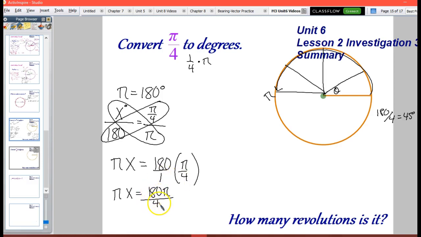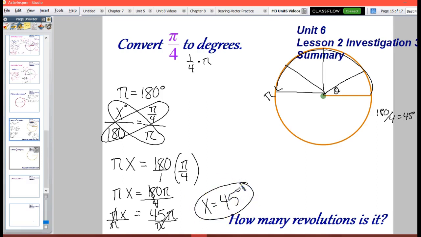Well, 180 divided by 4 actually reduces. Sometimes you'll be left with a fraction that doesn't reduce. But 180 divided by 4 leaves you with 45. So this reduces to 45 pi equals pi x. You have a pi on both sides, so it's kind of weird to divide by pi, but pi is just a number, like 3.14, so those would reduce. And there we're left with x equals 45 degrees. This is my conversion from radians to degrees. That fraction is a little scary when you have a fraction over a fraction, but that's how we'd handle it.